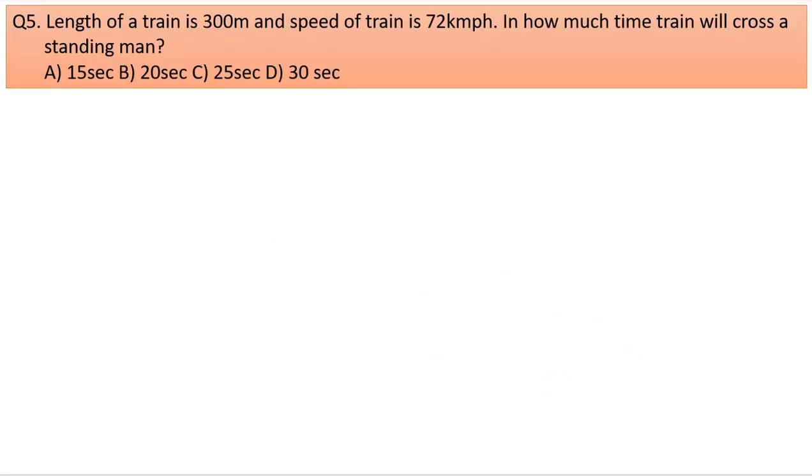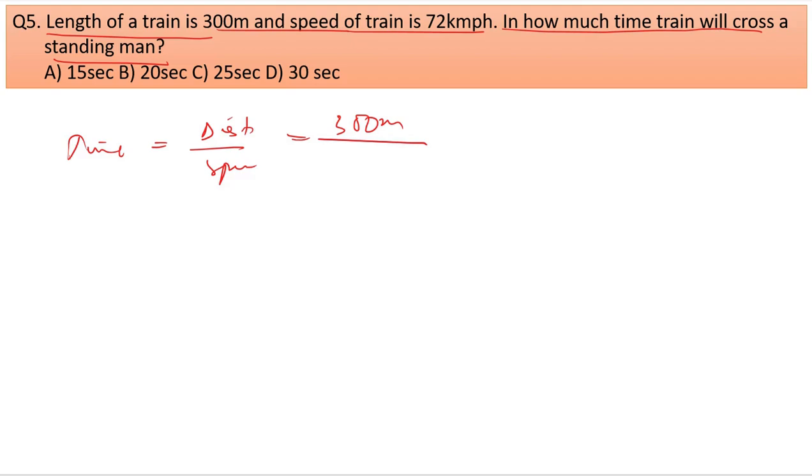Here in the last question, we have length of train is 300 meter and speed of train is 22 km per hour. And how much time will the train take to cross a standing man here? Time equals distance by speed. Here distance is 300 meter and the width of the man is neglected compared to the length of the train. So here we have speed is 22 kilometer per hour. Here we have meter, here we have kilometer. We cannot solve it, so we need to change it into meter per second.